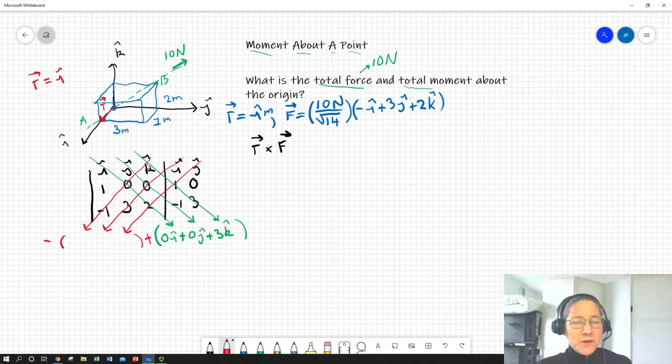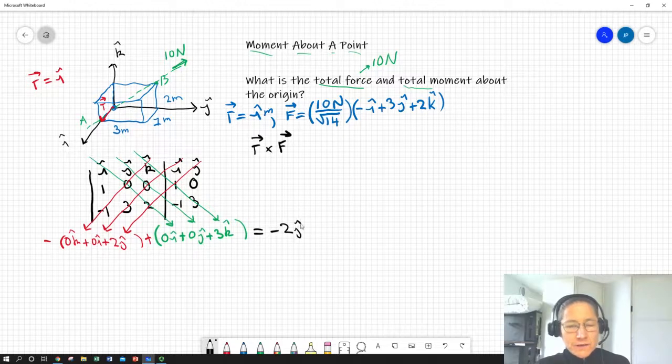So we'll just continue here. You've got your k hat times 0, so that's going to give you 0 k hat. You've got i hat times 0, 0 again. And now we have 2 times j hat. Okay, so we got a negative sign there. So we can add all this up. So we're going to have -2 j hat plus 3 k hat.